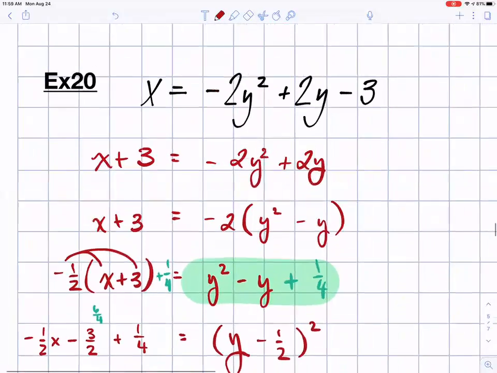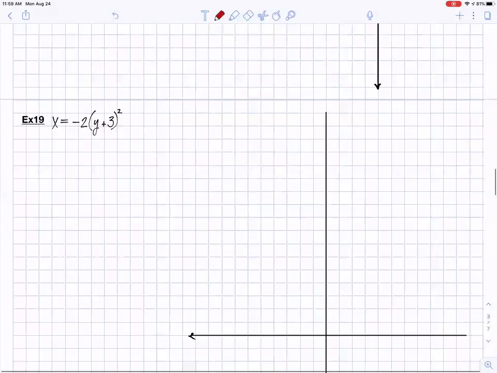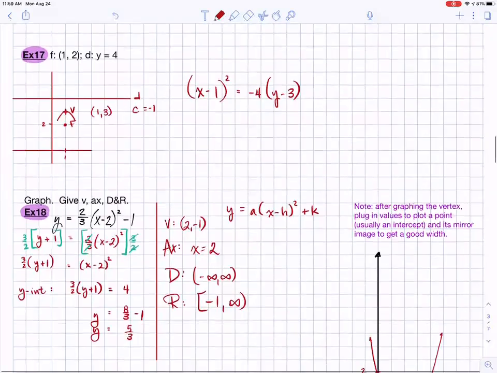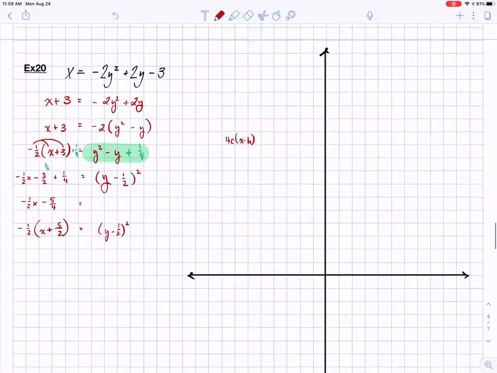Let's see. The directions said graph, give the vertex, give the axis, give the domain and range. So I'm actually ready to begin this question now. That's a lot of work just to begin. Right? I know. Crazy, huh?